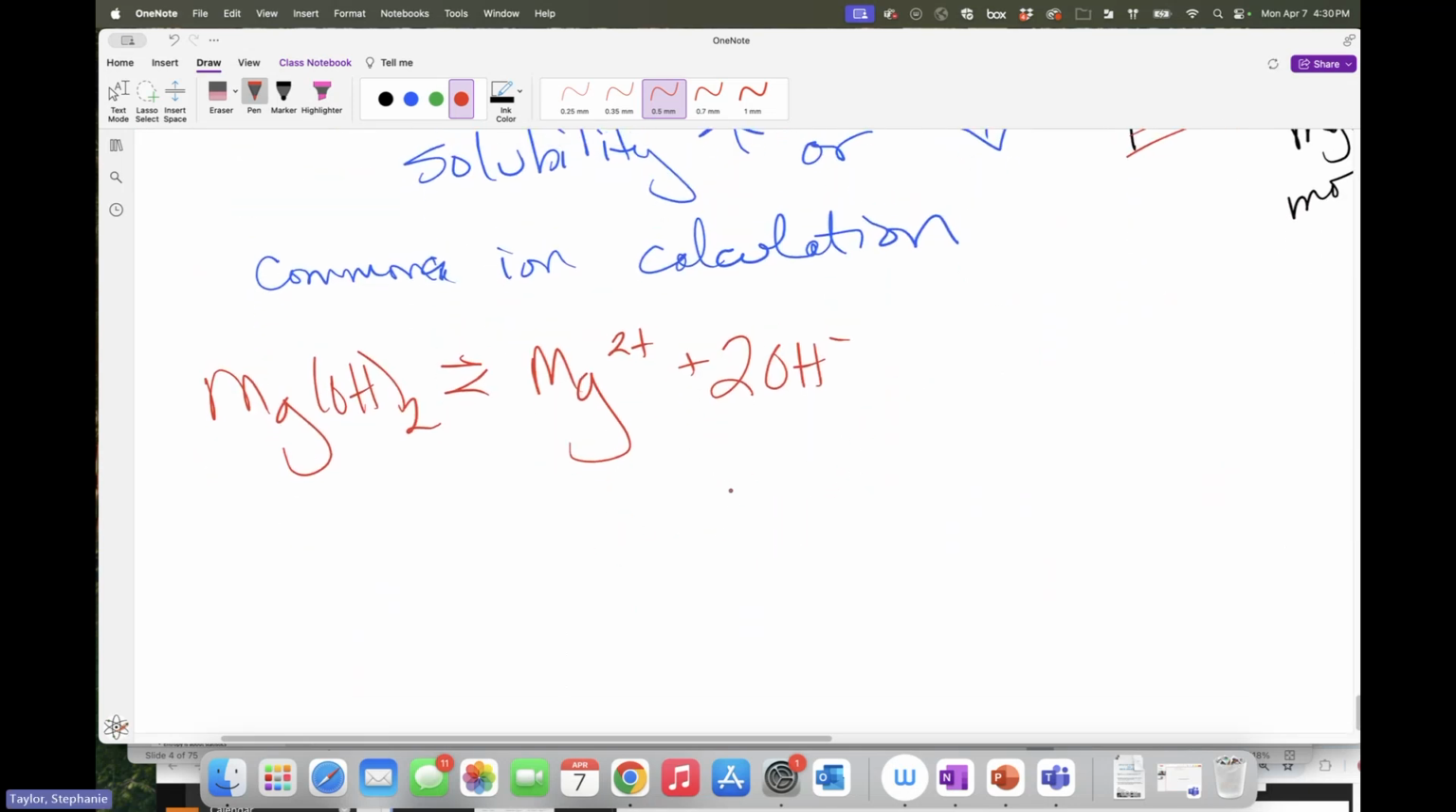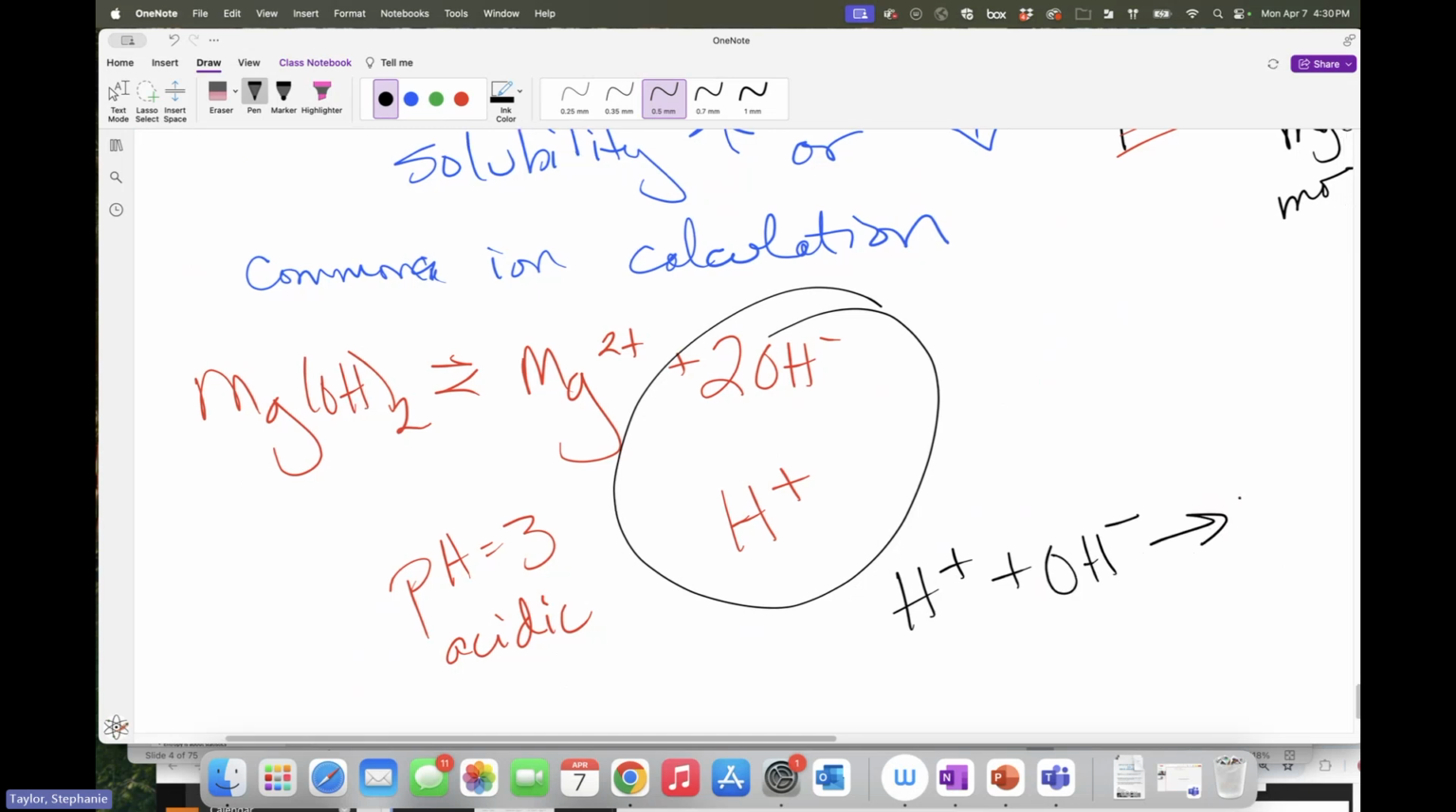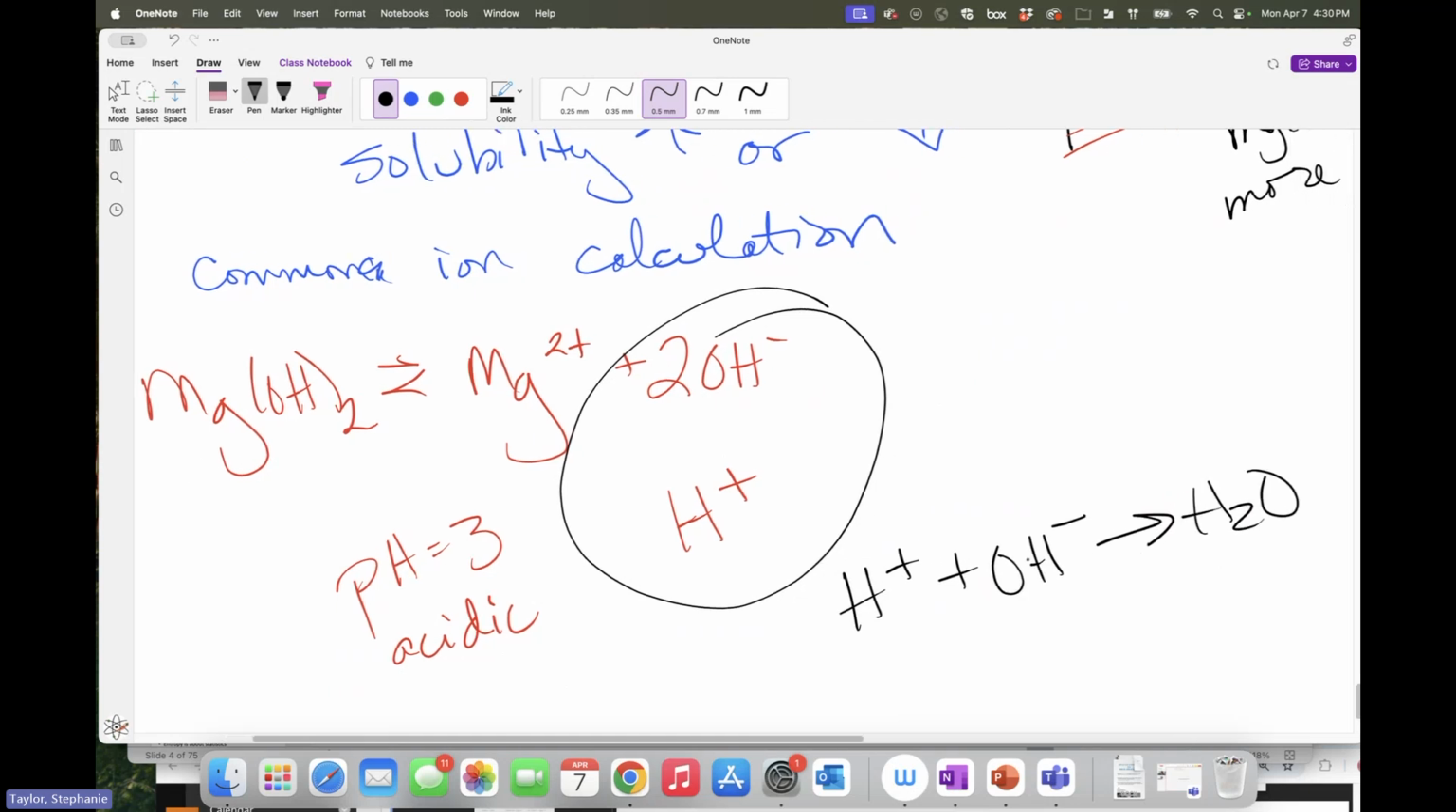If I then put in H+, so again, I'm thinking about my pH equal to 3, that's an acidic pH. As an acidic pH, I'm going to have a bunch of protons. Those protons will actually still react with that hydroxide. I can get H+ plus my OH- and that'll make water.